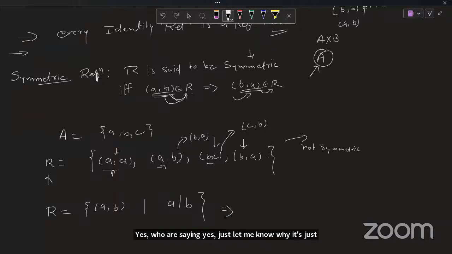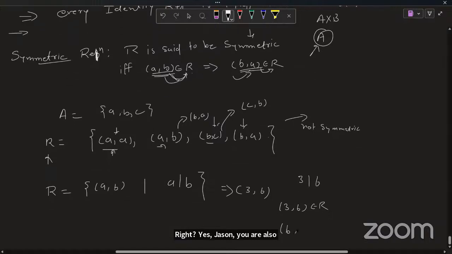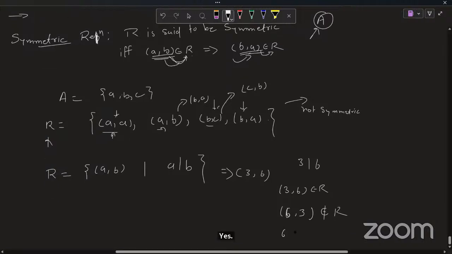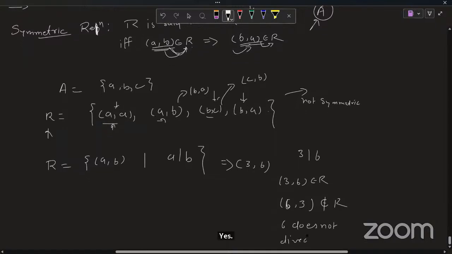Just for example, if you see (3, 6), here you can easily see 3 divides 6, right? So (3, 6) is there in R, right? Yes, you are also correct. But (6, 3) is not inside R because 6 does not divide 3. So it's not a symmetric relation.